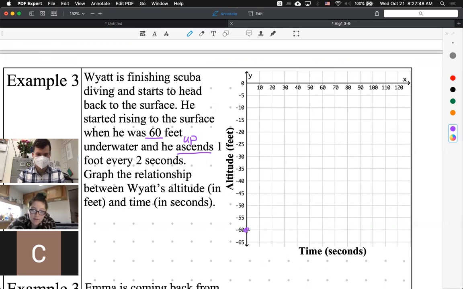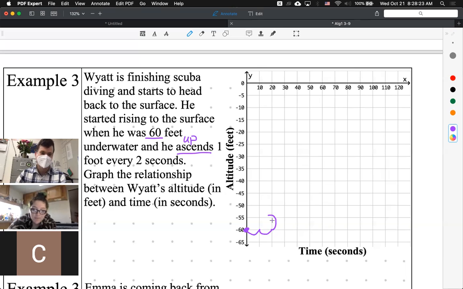And then so every 2 seconds he's going up 1 foot. So it kind of like just, I don't know how to explain it, but like just going up, going like 2 every, how do I say it? Okay, so I think you're saying every 2 seconds, so I go 2 in this direction, that's time, that's seconds, and then go 1 for every foot like that?